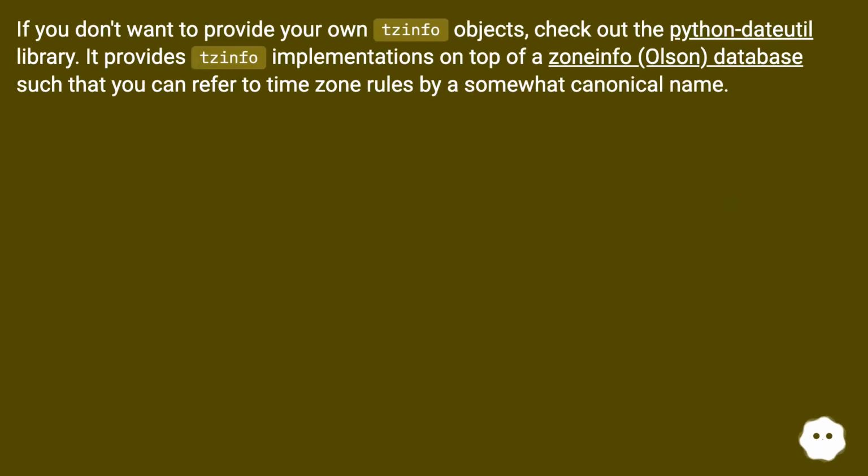If you don't want to provide your own tzinfo objects, check out the Python dateutil library. It provides tzinfo implementations on top of a zoneinfo Olson database such that you can refer to time zone rules by a somewhat canonical name.